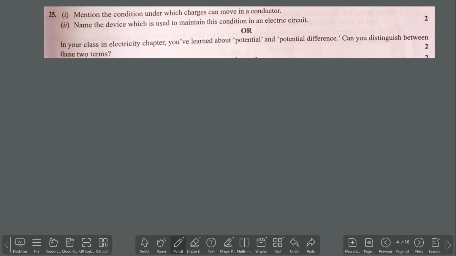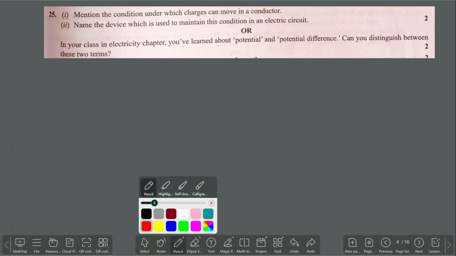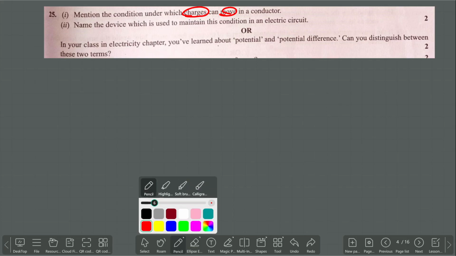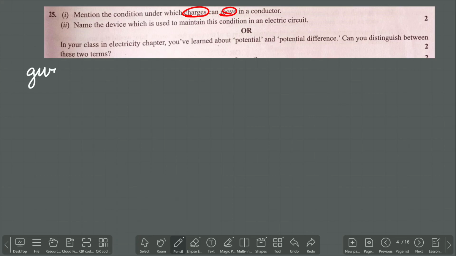Question number 25. Mention under what condition the charge can move in a conductor. Generally when a charge moves, the flow of charge is called electric current. When the charges move, they are asking. So the charge will move whenever we are giving a potential difference. If there is no potential difference, the charges won't flow in a specific direction.